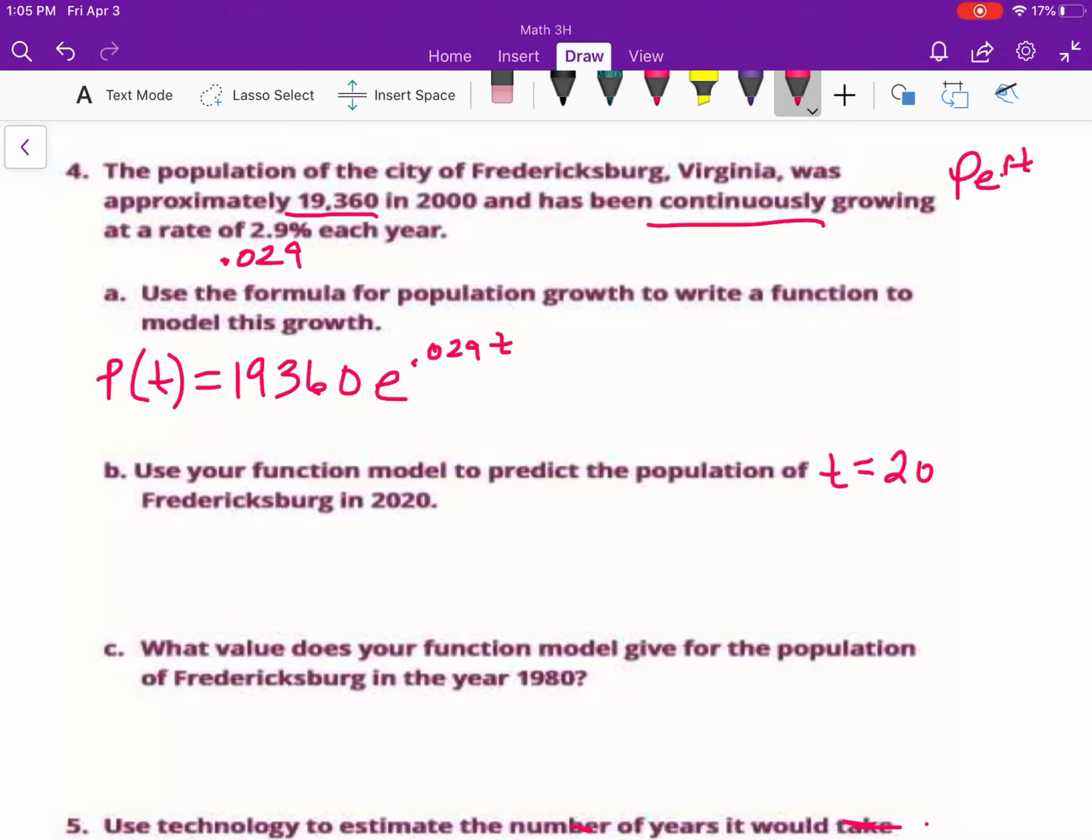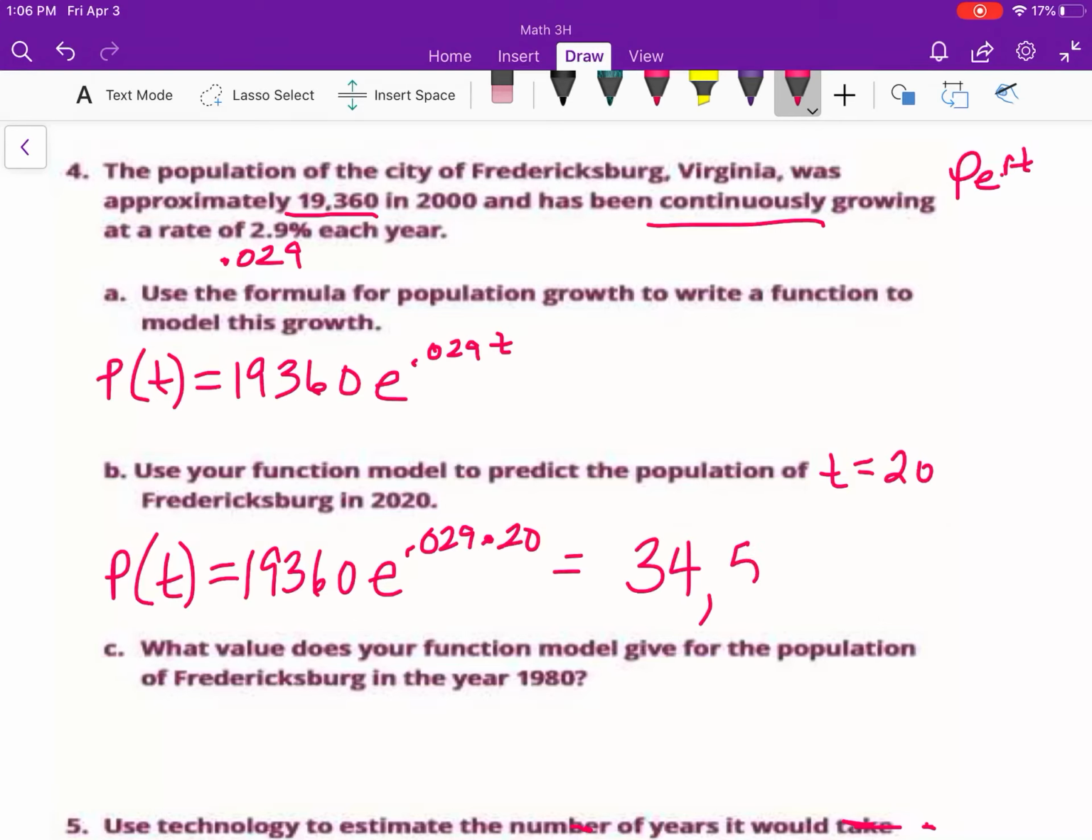And they round it. So I guess the book decides that you're also allowed to round people, parts of people. That's fabulous. It's wrong. Okay? The actual answer here would be, again, P of t equals 19,360 e to the 0.029 times 20. You end up with a new population of 34,577. We don't round that. You can't. You can't round a person. God, I just love the book. So that's how many people would be in Fredericksburg after 20 years.